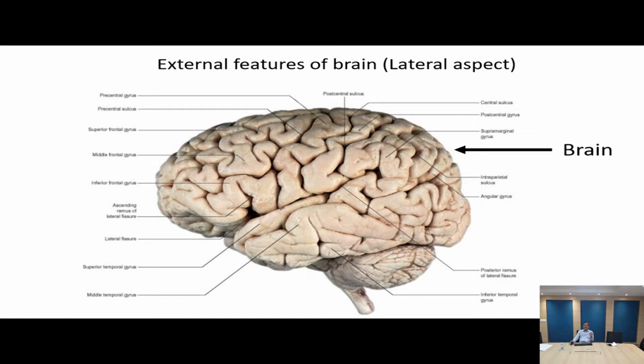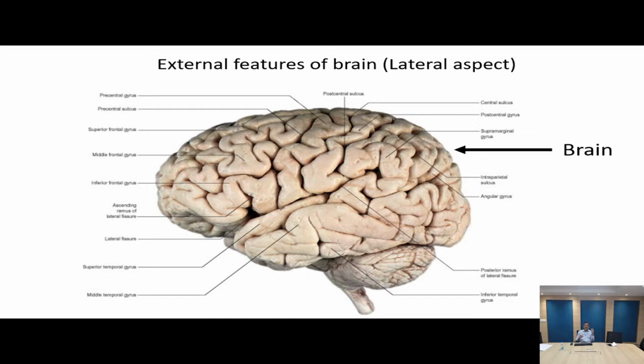In this regard, I must also tell you that we have two hemispheres, left and right. The left hemisphere is concerned with the right half of the body, and vice versa, the right hemisphere is concerned with the left half of the body. So, if something happens to the right hemisphere, the left half of the body will be paralyzed and no sensations will be appreciated.